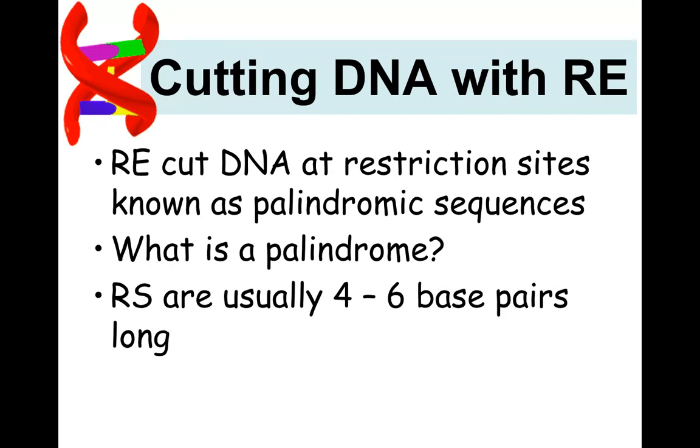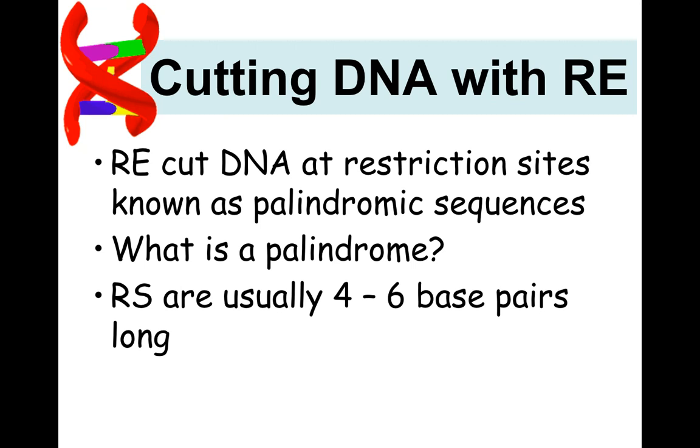So what are we going to do? We're going to use these restriction enzymes to cut DNA at specific sequences, and these sequences are very unique in the sense that they are palindromic. So what is a palindrome? To give you some examples of palindromes, mom, race car, Hannah. Basically, a palindrome is a series of letters that is read forwards and backwards the same way.